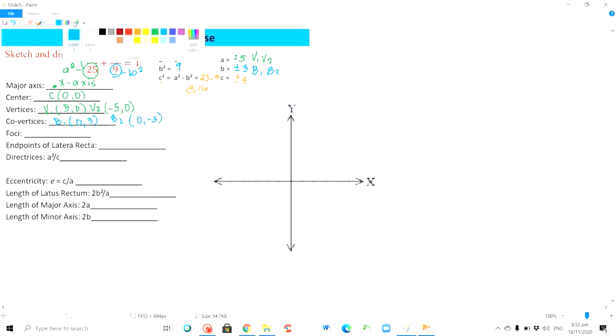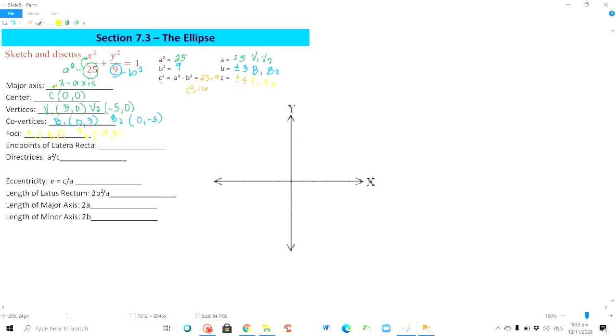Okay, for the foci, F1 and F2. Okay, so saan mo ilalagay yung value po na 4? Okay, ang foci po natin is dumadaan po siya sa major axis, kaya po, the foci must be in the x-coordinate. So, where is that? 4 and 0, negative 4 and 0.